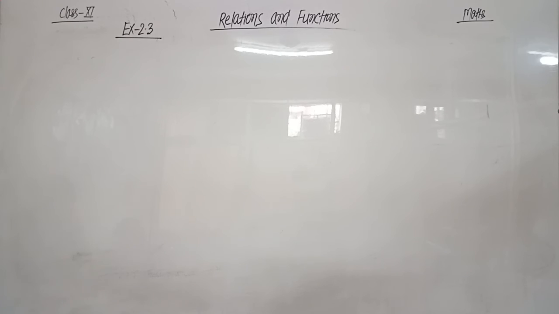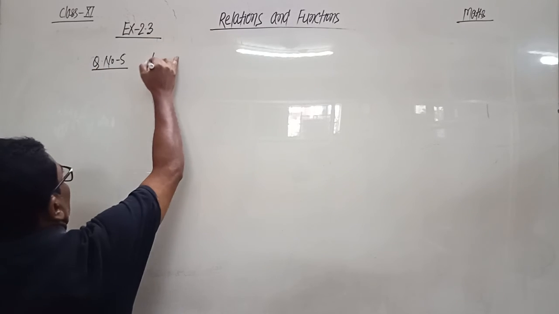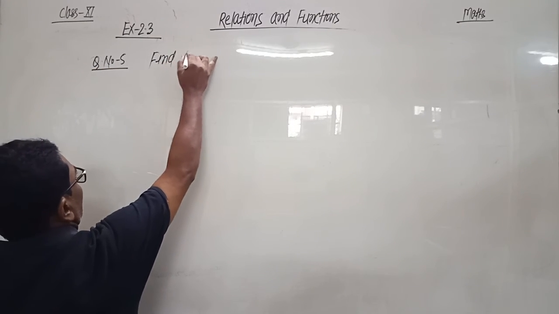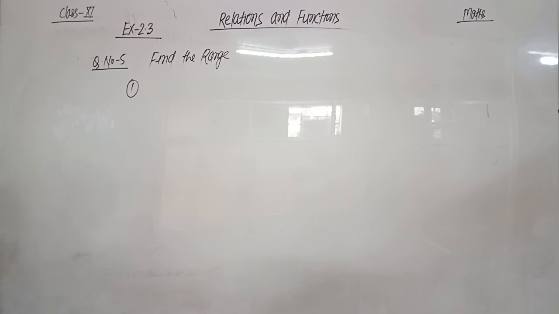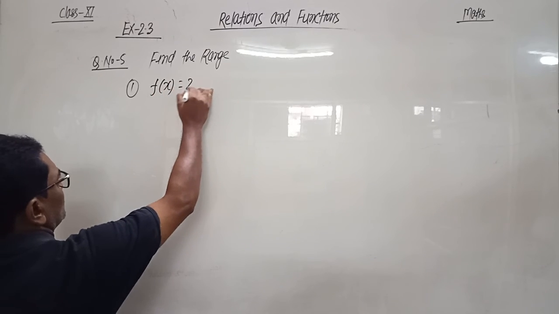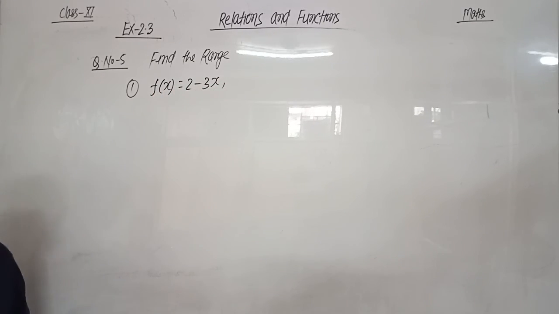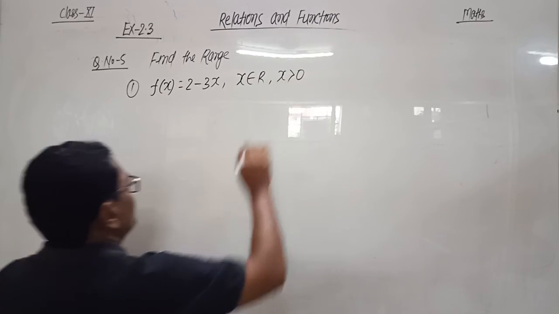Question number 5. Find the range of each of the following functions. Fifth question. Find the range, and the first part is f(x) = 2 - 3x, and x belongs to R. x belongs to real numbers. Also x is greater than 0.